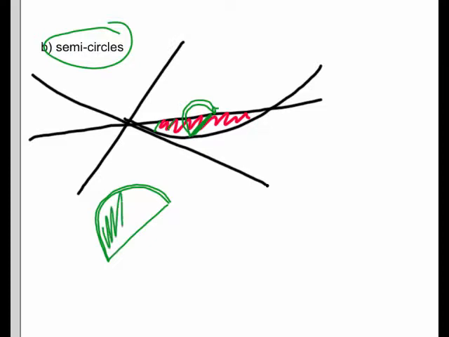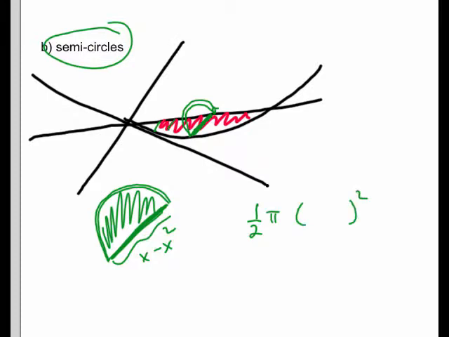Since this is a half circle, I'm going to need pi r squared divided by 2 to get the area of that. Now this distance again, remember right here, would be x minus x squared. So in terms of cross-sectional area, my area is going to be half of pi radius squared. This is the diameter we said, so the radius will be that divided by 2.